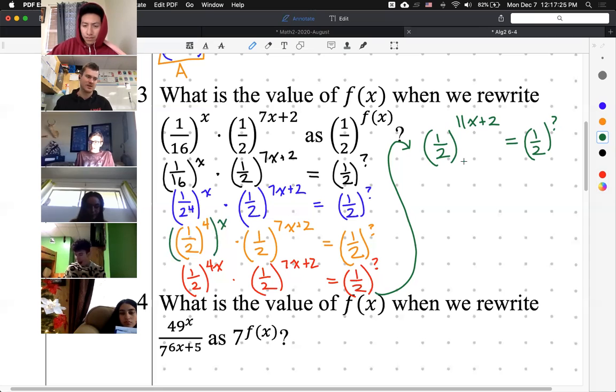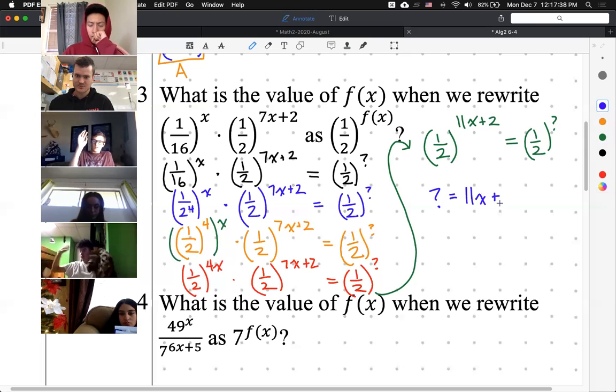And this is kind of tying into a concept that I'm going to be talking about in tomorrow's lesson, or maybe in Thursday's lesson, I don't even remember when it comes up. But the only way for these to be equal to each other is if question mark must be equal to 11x plus 2. And really, our question mark was a fancy way of saying f of x. So we've solved. The answer here is 11x plus 2.